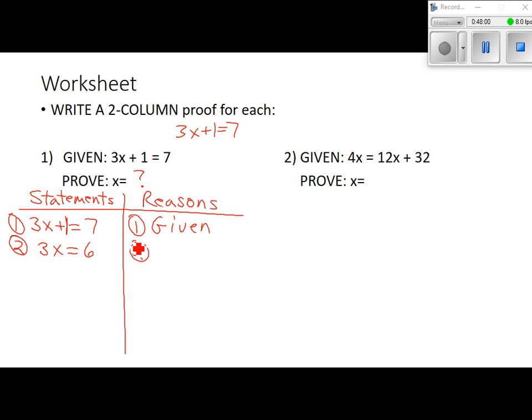What allowed you to do that? This is the hardest part, the part that most students have the most trouble with: the reasons out here. It's like making an argument with your parents; the trouble is giving them a reason why. Just saying "because" or "please," that's not a reason. What did we use to go from step 1 to step 2? The subtraction property of equality. You can just write subtract if you want.